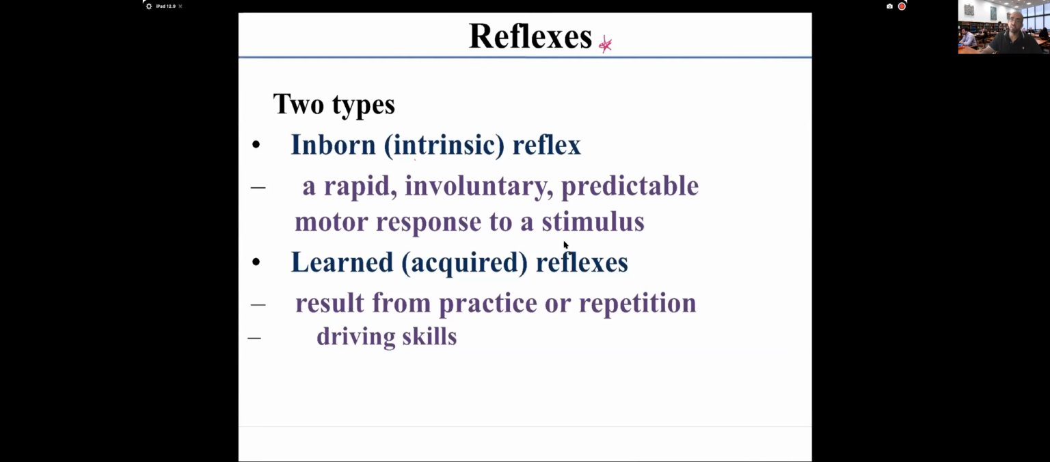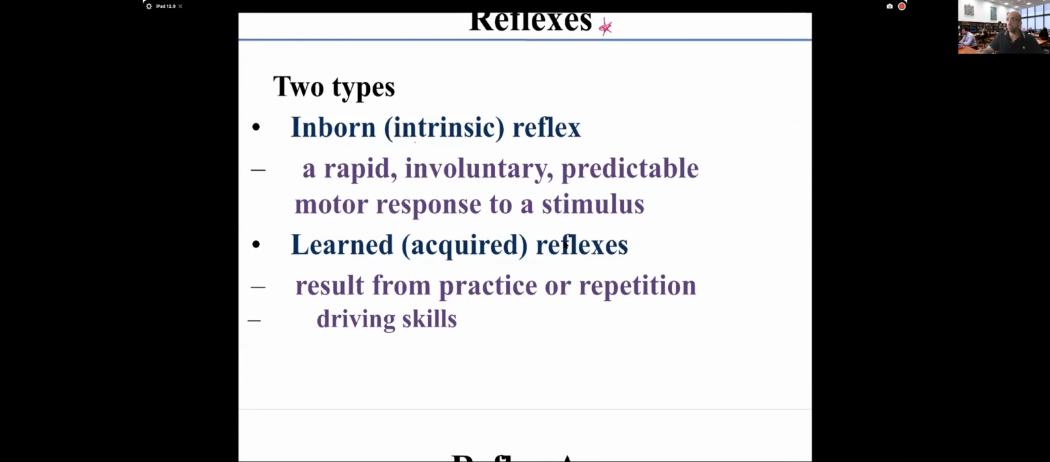You close your eyes when you hear a loud sound, for example. This is a reflex. You didn't learn to do this. It's an inborn or intrinsic reflex. Those are rapid reflexes, they are involuntary, and they are predictable responses.